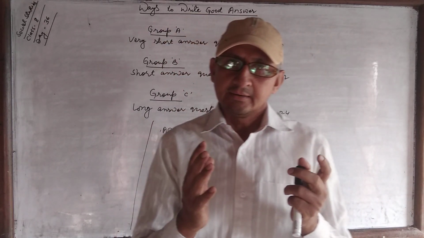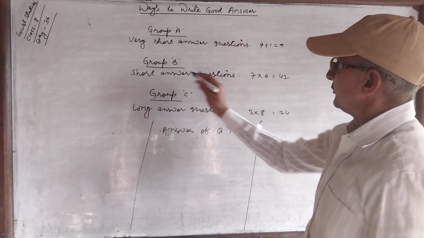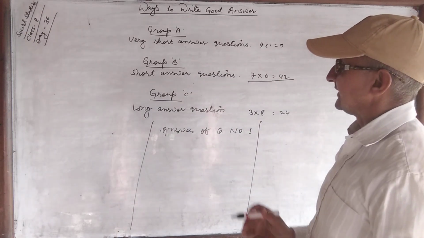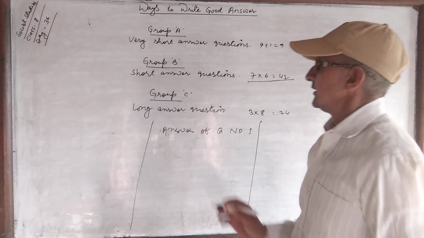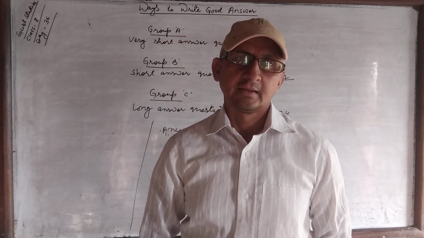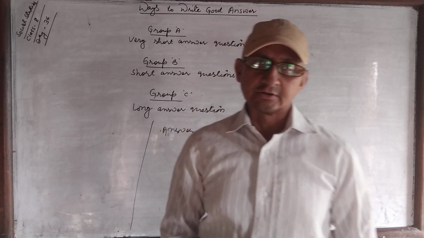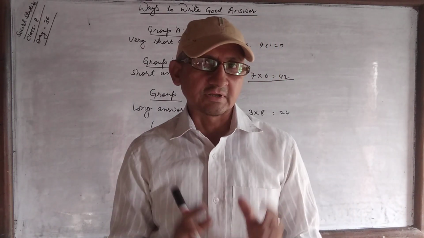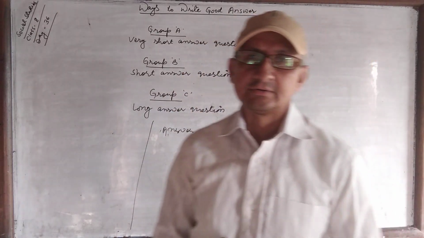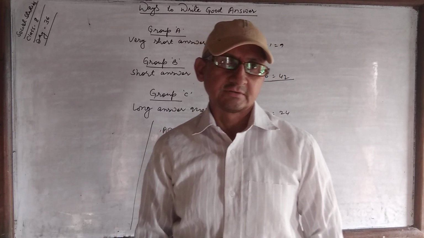There are 7 questions in group B. Each question carries 6 marks. The question types are short answer questions. Write the answer to most of the questions in points. In group B's questions, most of the answer you have to write down in points.